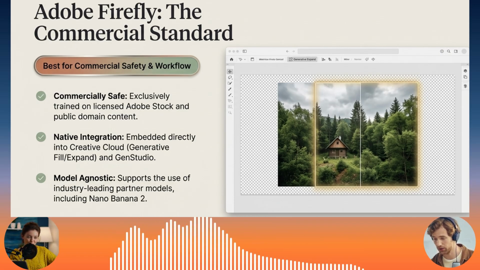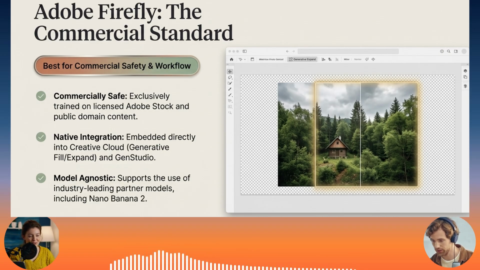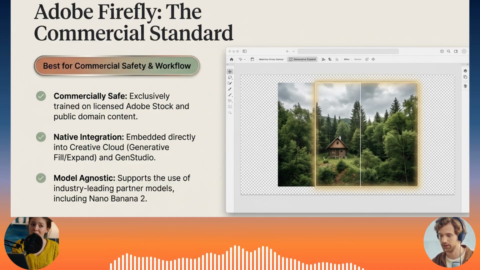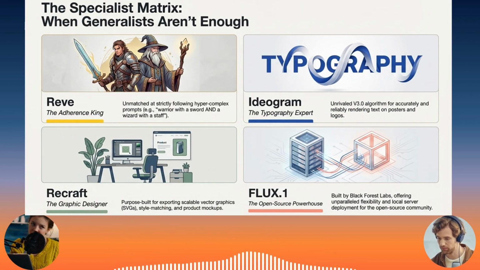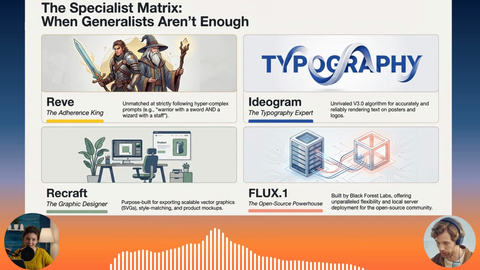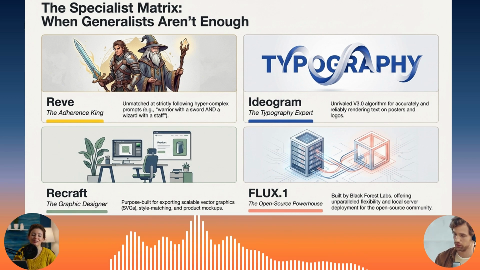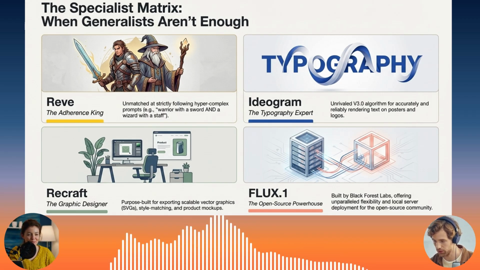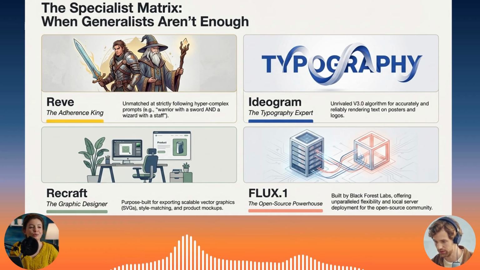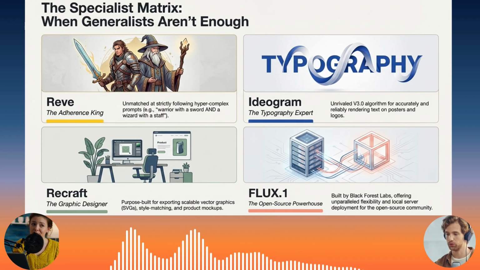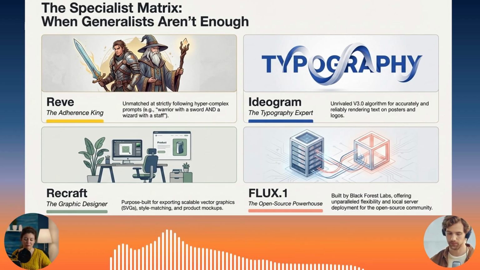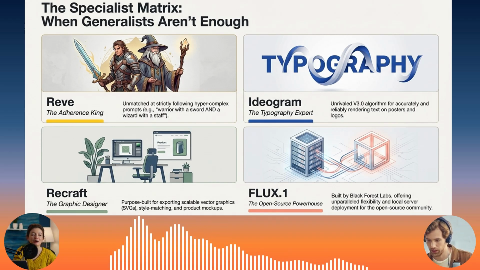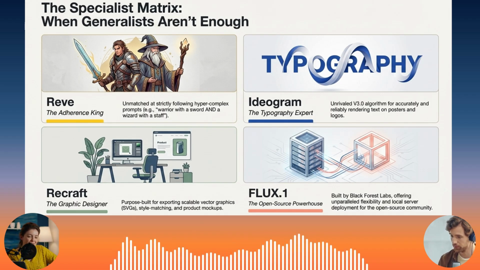And beyond the big three of Google, OpenAI, and Adobe, the landscape has also given rise to some really incredible specialist models. Right, the niche players. Exactly. The Zapier report highlights a few that are dominating very specific technical niches. For instance, there's a model called Riv. I saw Riv in the report. What specific problem are they solving that the major players haven't figured out yet? Riv is currently unmatched for strict prompt adherence, specifically when dealing with multiple subjects and complex relations.